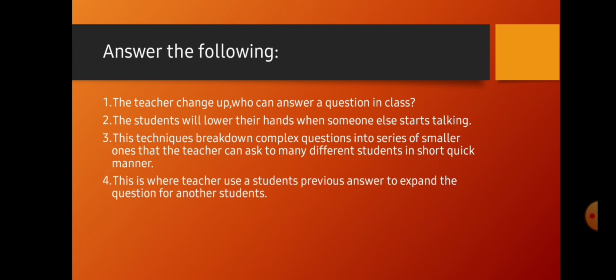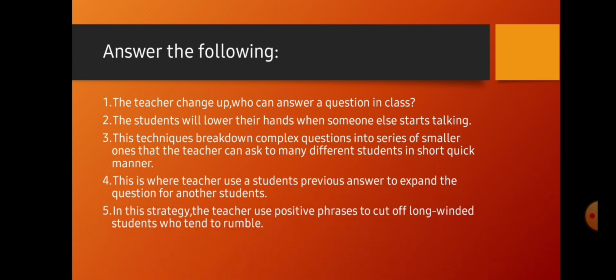Number 4. This is where the teacher uses a student's previous answer to expand the question for another student. Number 5. In this strategy, the teacher uses positive phrases to cut off long-winded students who tend to ramble.